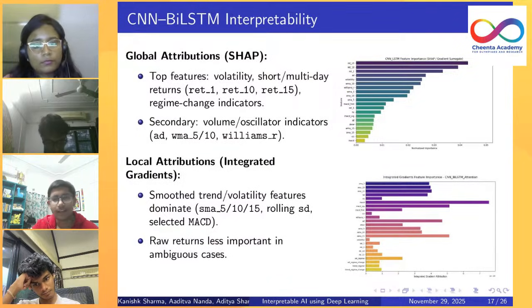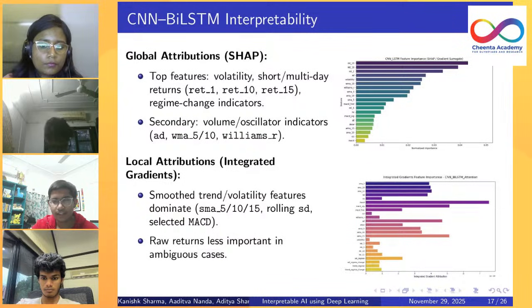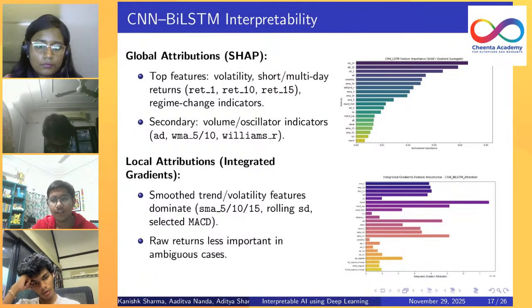For the CNN BiLSTM, the SHAP analysis shows that volatility and multi-day returns carry the strongest influence on its decision making. And the volume-based indicators and the moving averages also contribute. However, the integrated gradients highlight smoothened trend indicators like simple moving averages and MACD components and rolling volatility as the key drivers for the model. And so overall, this model behaves in a way that aligns closely with traditional technical analysis.